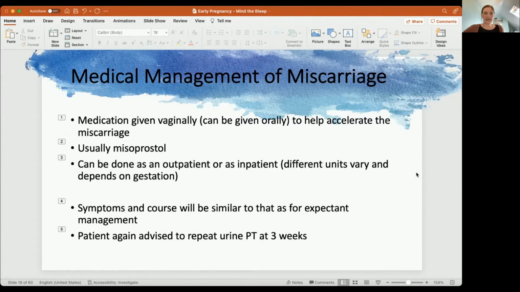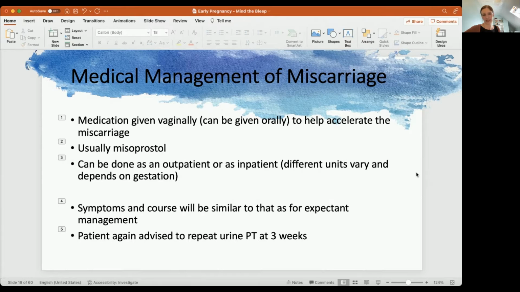The medical management of miscarriage is essentially a medication that we can give either vaginally or orally to help accelerate the miscarriage. So it's usually misoprostol. It can be done as outpatient or inpatient. Everywhere you go is going to be slightly different. Most of the time it's outpatient. If, however, they're over about 9 or 10 weeks, generally we would do it as inpatient because they could bleed quite heavily at that point. So it's better for them to be in. But if it's in the early pregnancy, they can have it as outpatient.